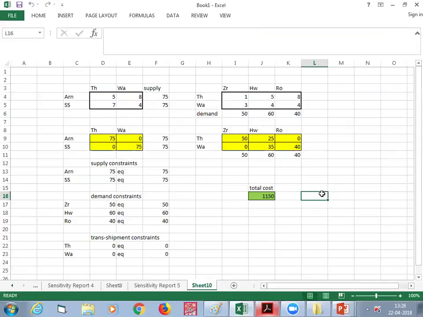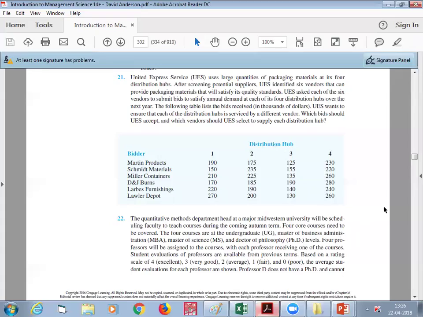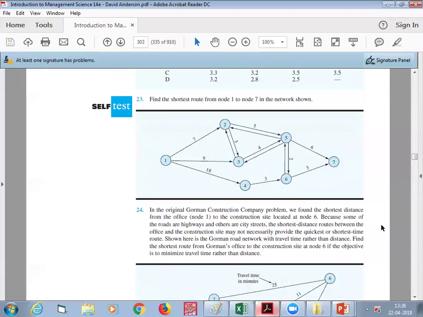All right, so what this tells us, so 75 units from Arnold to Thompson, and 75 units from Super Shelf to Wow. Now these 75 split as 50 to Xerox and 25 to Hughes. These 75, 35 to Hughes and 40 to Rockford. Okay, the total cost is 1150. Minimum total cost. Okay, very, very simple. Okay, I think one of the problems is similar to this. Okay, transshipment problems.